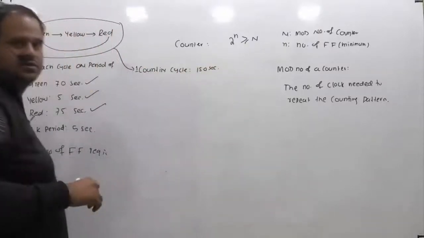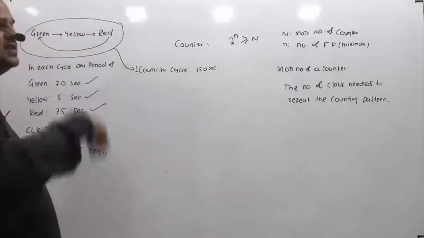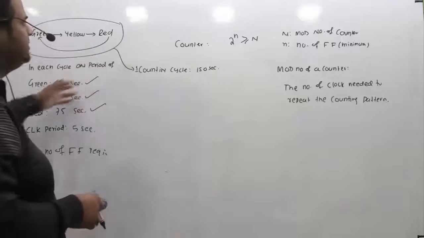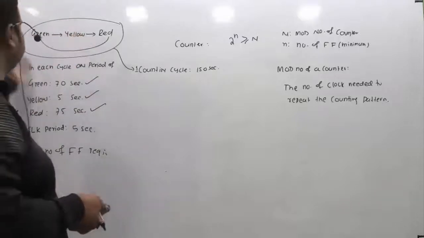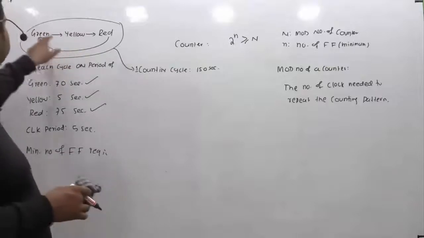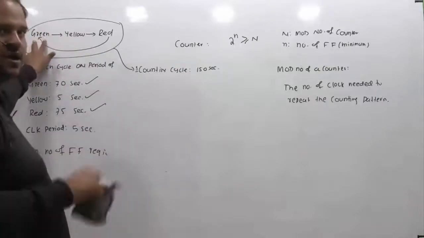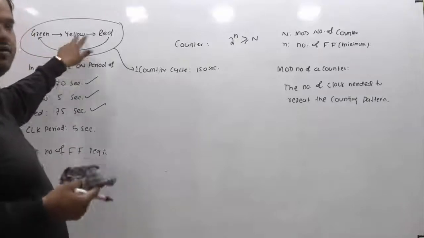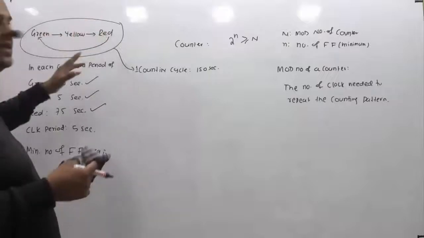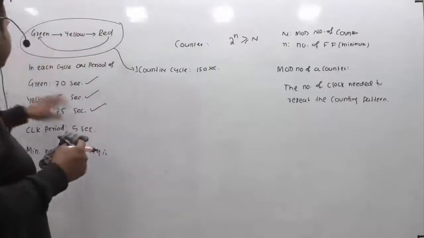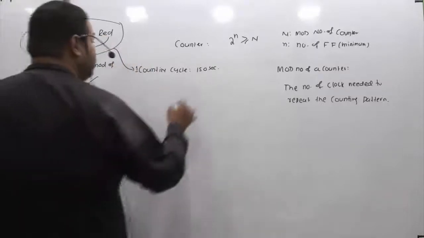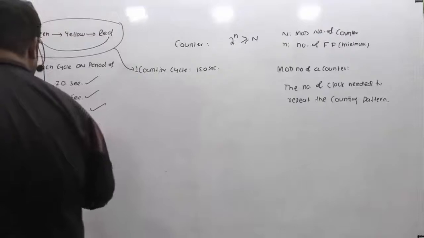Yes or no? If a counter is making one cycle, then indirectly this machine is making one cycle, going through all these lights. In terms of time, this has to be on for 70 and then off, then this will be on and off, and this will be on and off. So to complete one cycle, it needs 150 seconds.